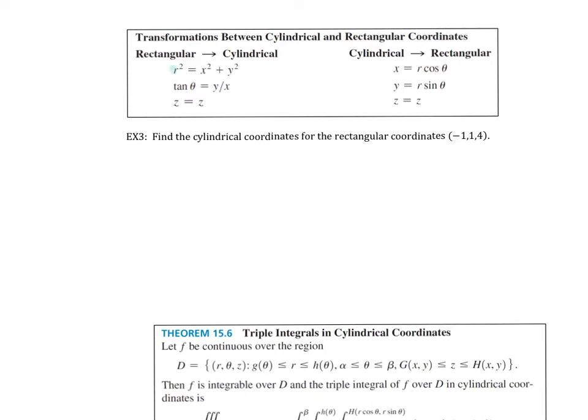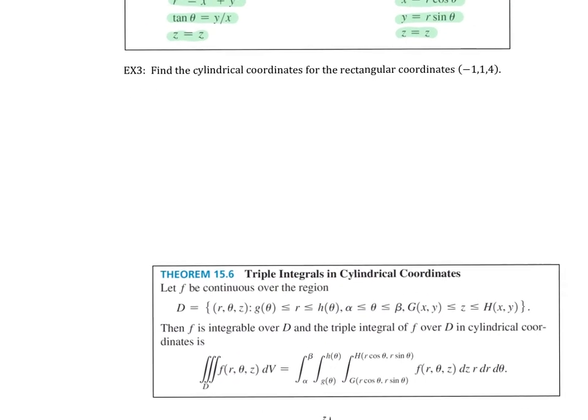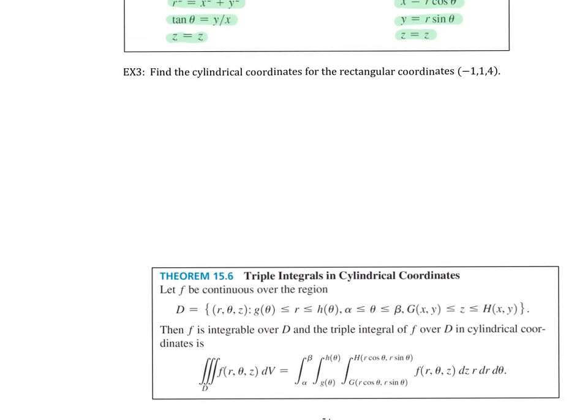As before, our r squared is equal to x squared plus y squared. Tangent of theta is y over x. X is equal to r cosine theta. Y is equal to r sine theta. The only difference is the z value. What does that transform to? Well, just z. So very simple there. So let's practice going from cylindrical and rectangular.